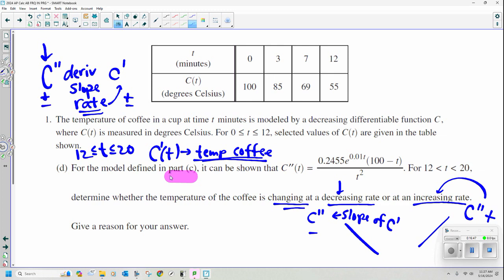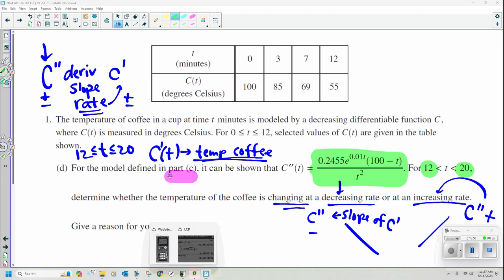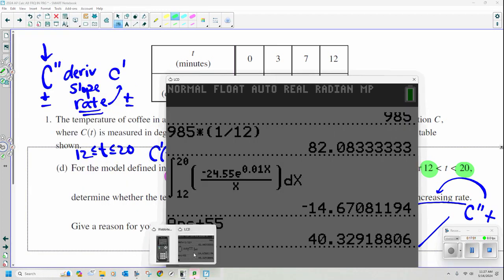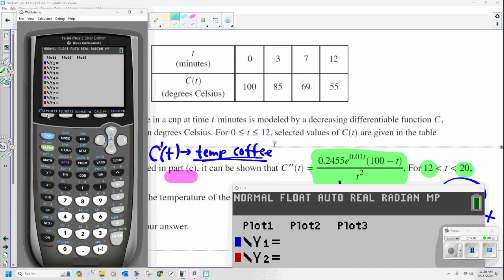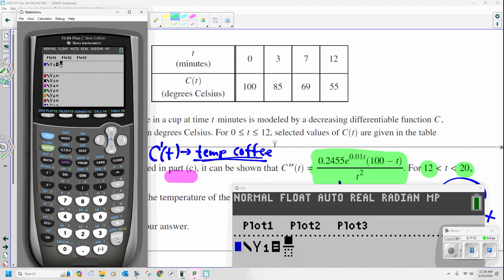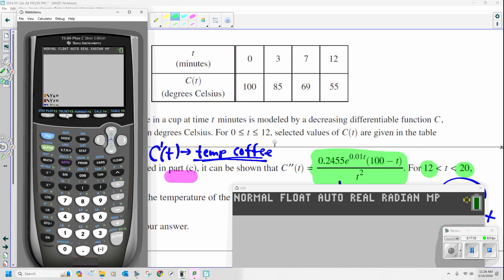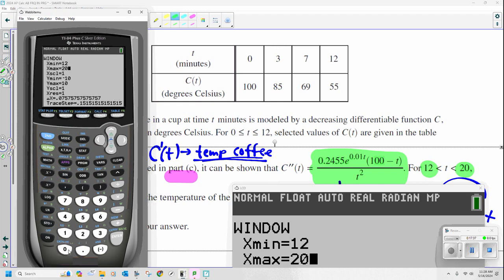I'm going to graph this. I'm going to graph my function here that they gave us, and on my x-axis, I'm just going to do it from 12 to 20. Okay, and I'm going to take a look at this. Let's go down so we can see the equation. There it is. And I'm going to go to y equals. And we have a fraction here. It is 0.2455 e raised to the 0.01x times 100 minus x. Thank God this is a calculator problem. All over x squared. And my window is between 12 and 20.